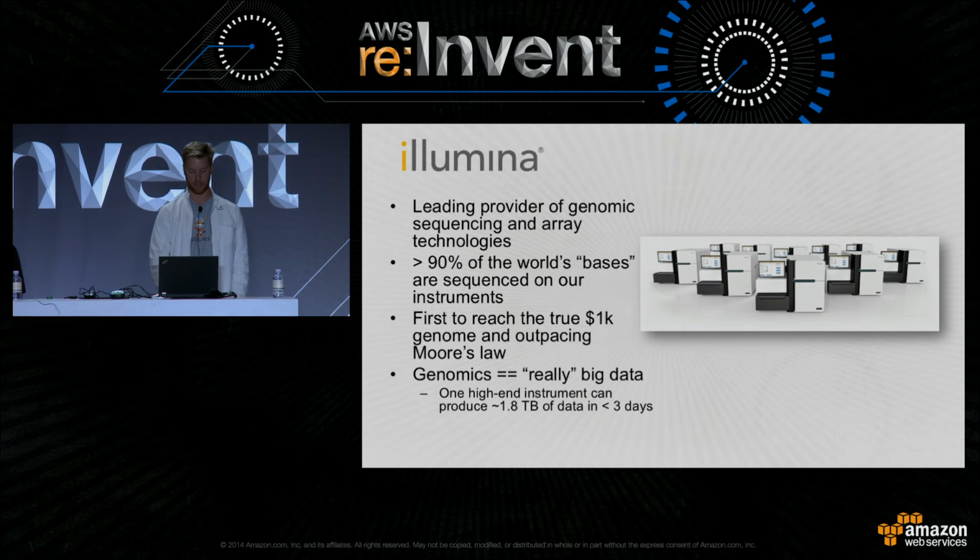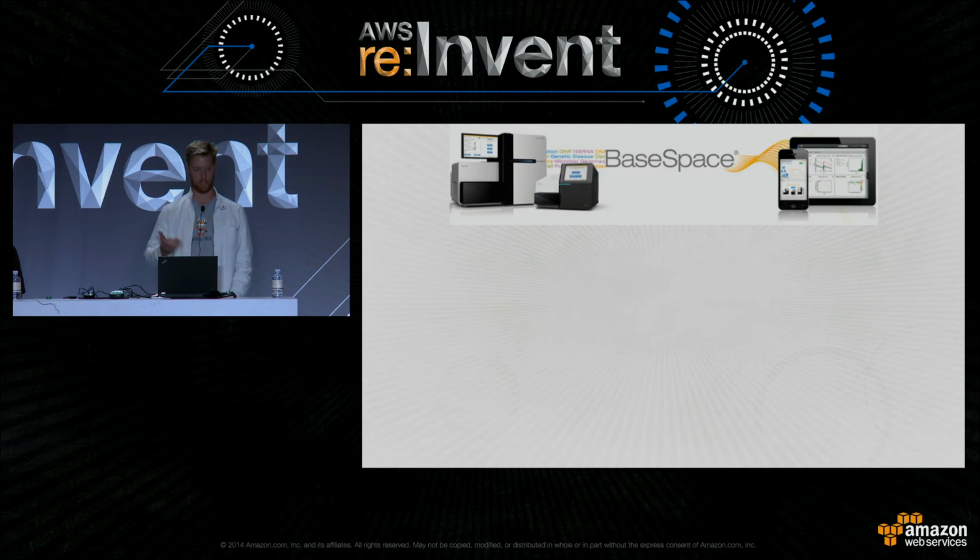And the other interesting thing is that genomics is really big data. So if I were to get my full DNA sequenced, it would be about 300 to 500 gigabytes of raw data. And one of our really high-end instruments can produce about 1.5 to 1.8 terabytes in a couple days. So you can imagine you've just bought a bunch of these sequencers, and now you have a data problem.